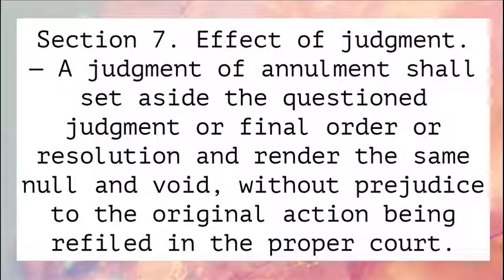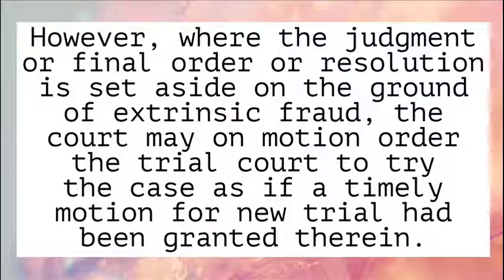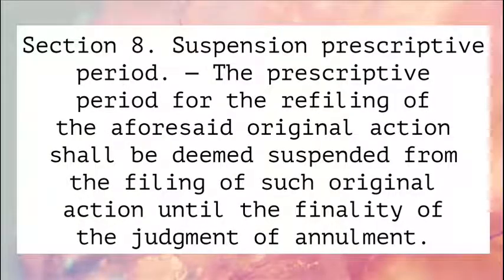Section 7. Effect of judgment. A judgment of annulment shall set aside the questioned judgment or final order or resolution and render the same null and void, without prejudice to the original action being refiled in the proper court. However, where the judgment or final order or resolution is set aside on the ground of extrinsic fraud, the court may on motion order the trial court to try the case as if a timely motion for new trial had been granted therein.